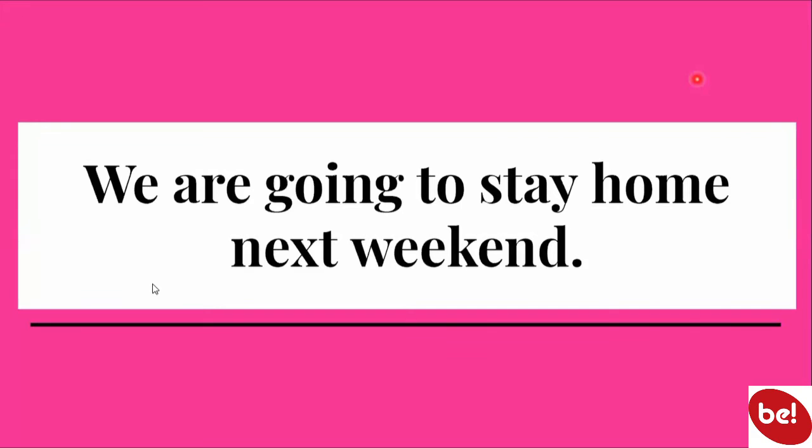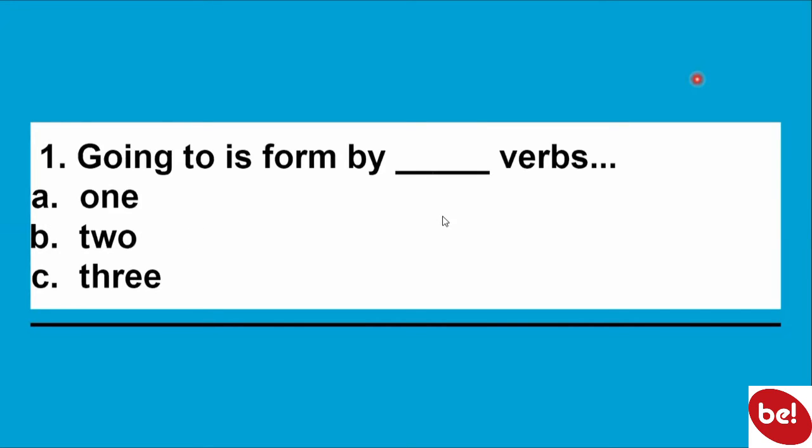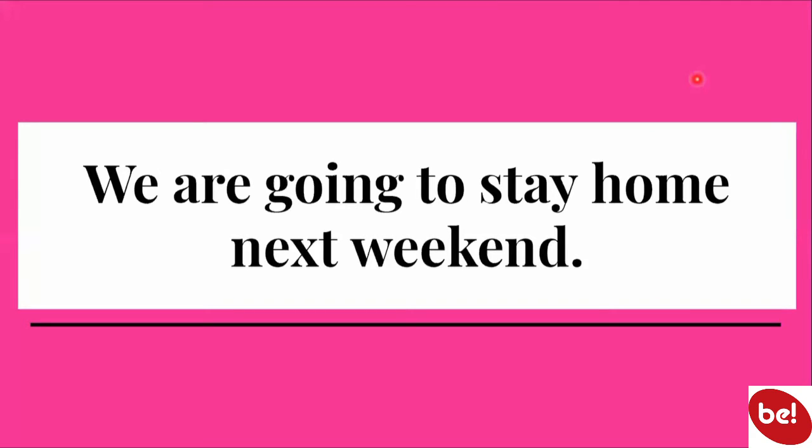So just revising, we are going to stay home next weekend. So going to is an expression we use for future plans, okay? And it's formed with three verbs. The first one is the verb to be. The second one is always going, and a verb in the infinitive, stay. Okay? So we have here, we are going to stay home next weekend.